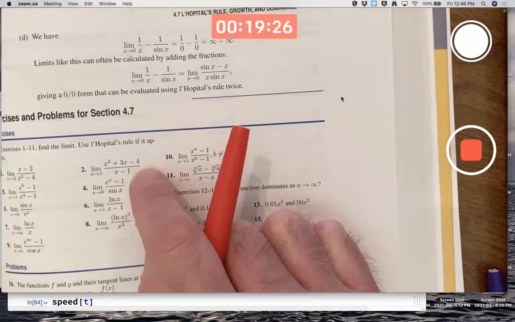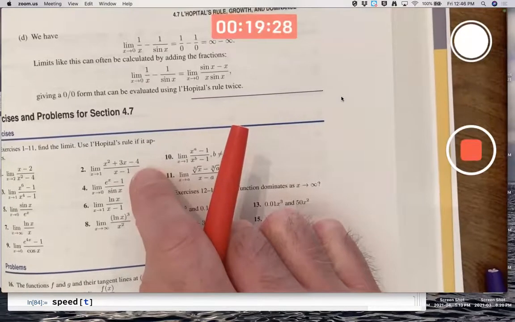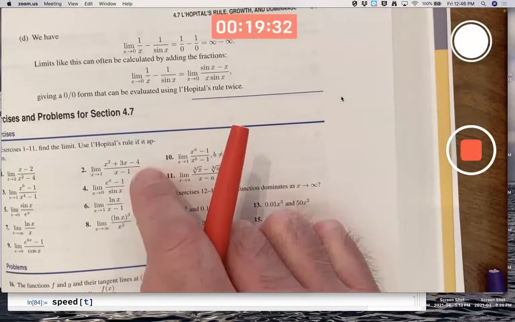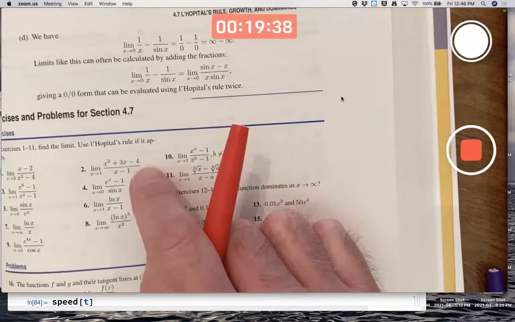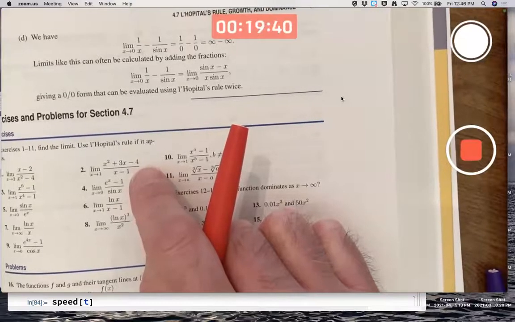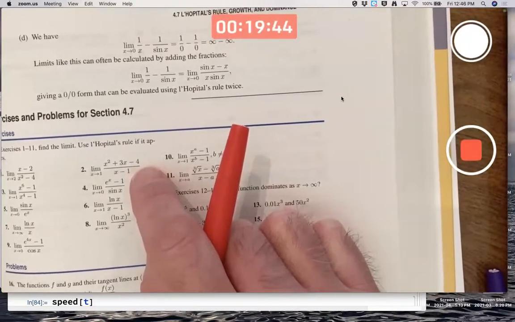First thing you should always do when you're approaching a problem like this is you should check, do I even need L'Hopital's rule? If you don't need it, if it doesn't apply, don't use it. You'll get the wrong answer. Is it a 0 over 0 indeterminate form or an infinity over infinity? That's the kind of thing you need to think about.